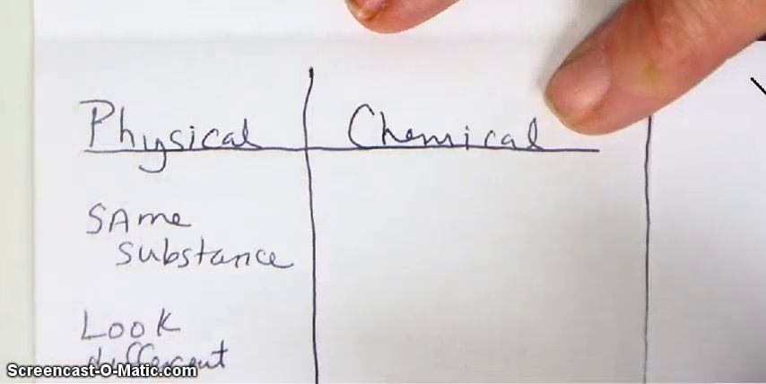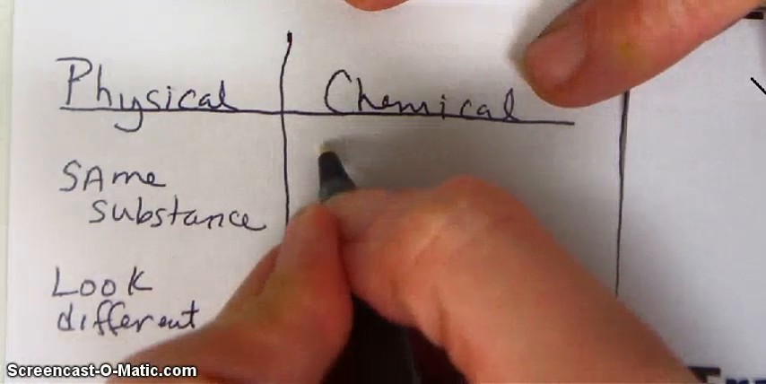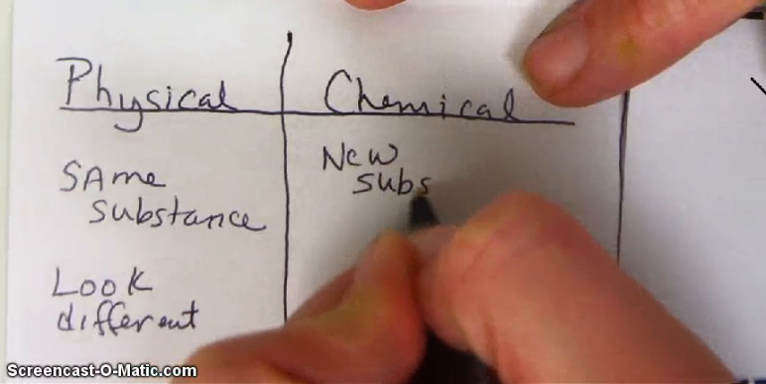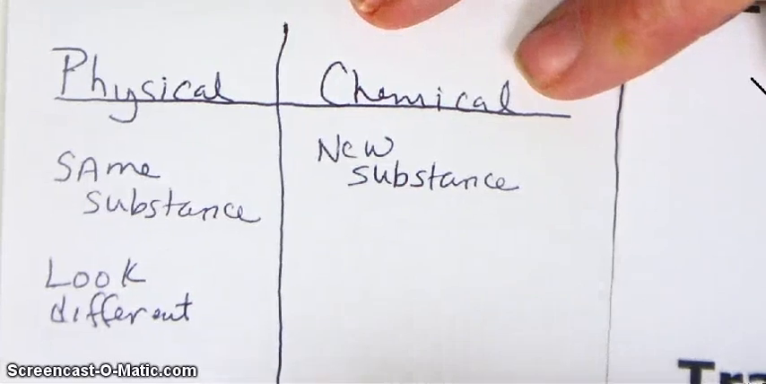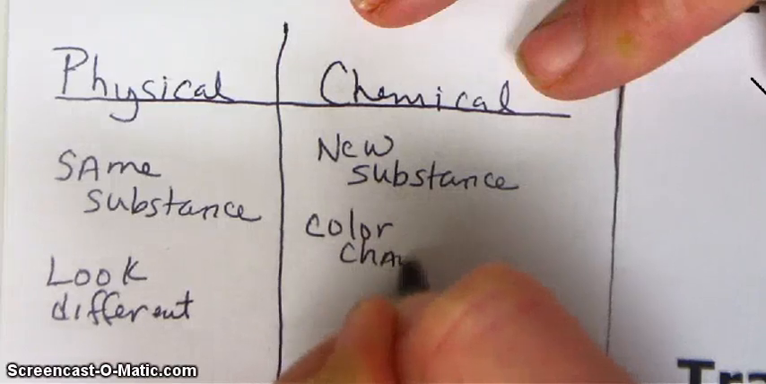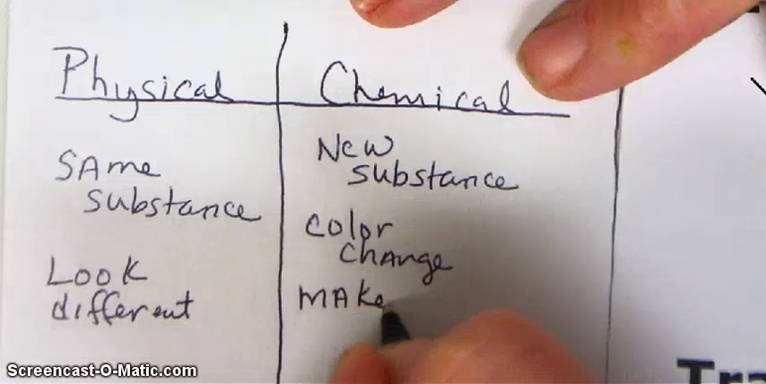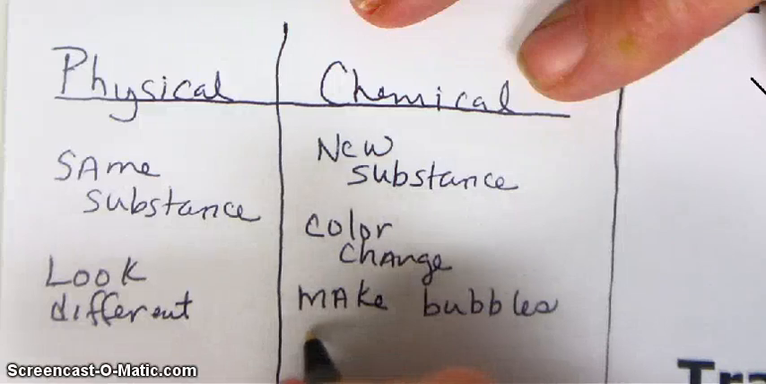After you chew up your food, it looks pretty different, but it's still just chewed up food. It's just in small pieces. For chemical, after a chemical change, you make a new substance. What could you see to show you that you have a new substance? You might have a color change. You might make bubbles, make a gas. You might change the temperature. It might get hot or cold.